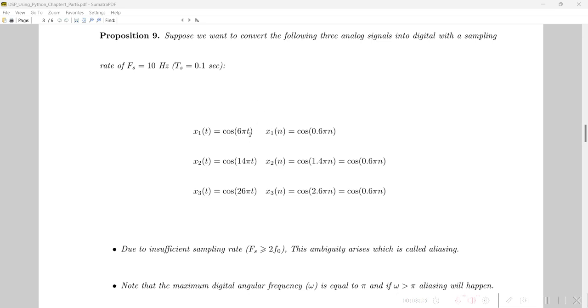We substitute t equals n times ts. So we'll have x1 of n equal to cosine of 0.6 times pi times n. What about the second one? When we substitute t equals n times ts, we'll have x2 of n equal to cosine of 1.4 times pi times n.